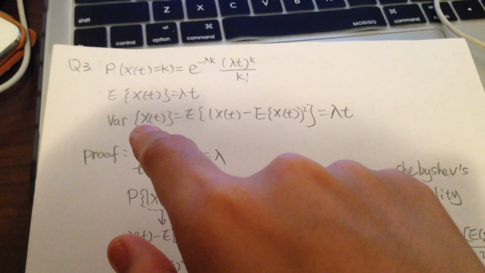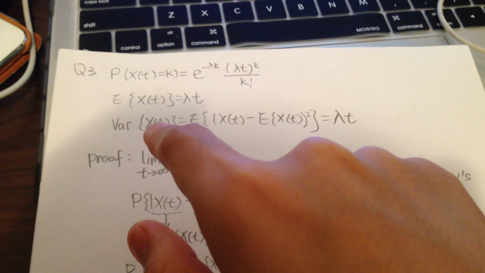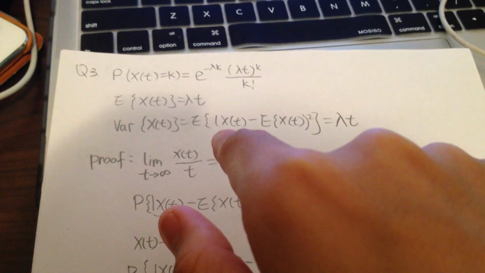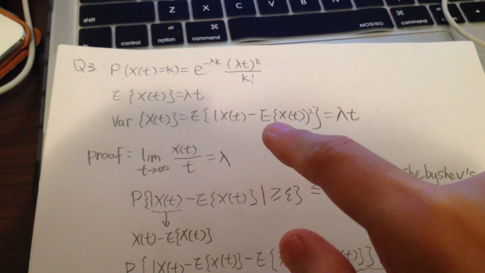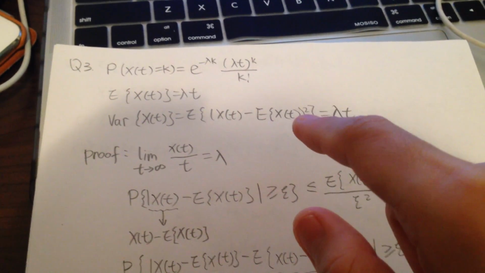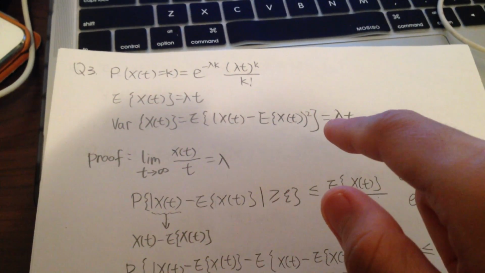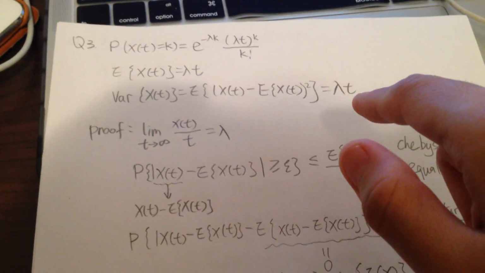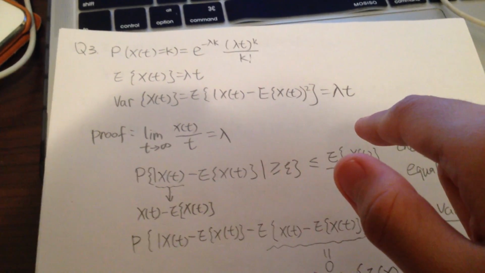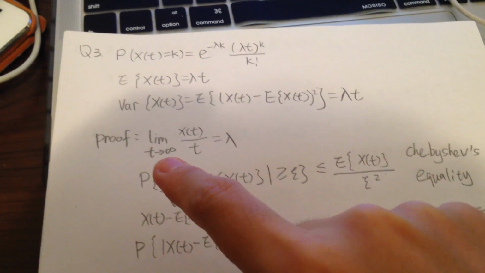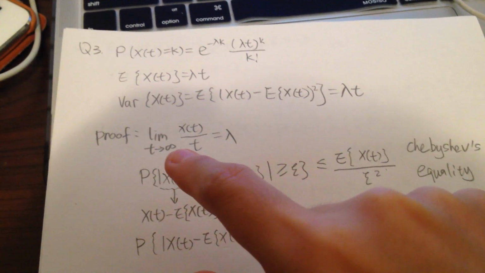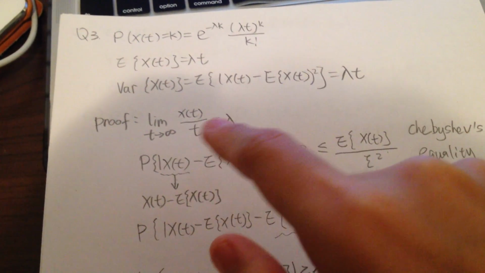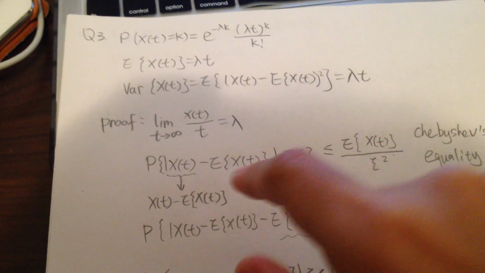And the variance of the Poisson distribution of X(t) should equal the expectation of (X(t) minus the expectation of X(t)) squared, and it's also equal to lambda times t. In this question, we need to prove or disprove whether the limit as t approaches infinity of X(t) divided by t equals lambda or not.